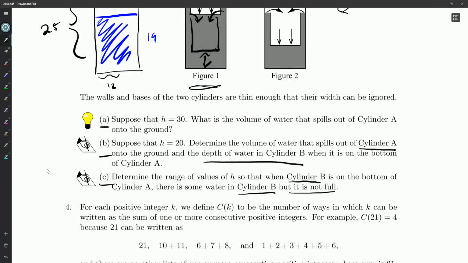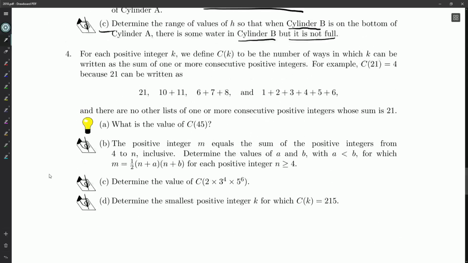So let's make sure, determine the range of values of H so that when cylinder B is on the bottom of A, there is some water in B, but it's not full. There we go, so we're all set. So up next will be the very last question, question number 4. So we'll flip the page for that right now.